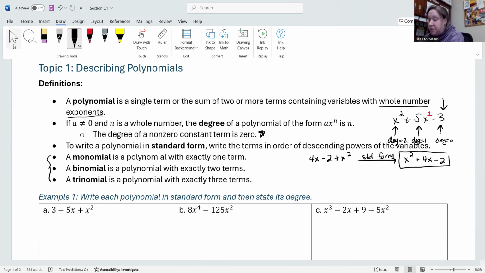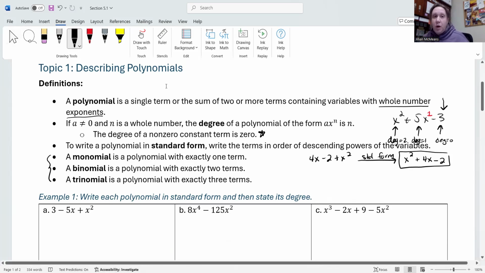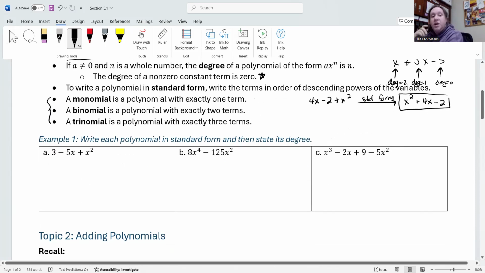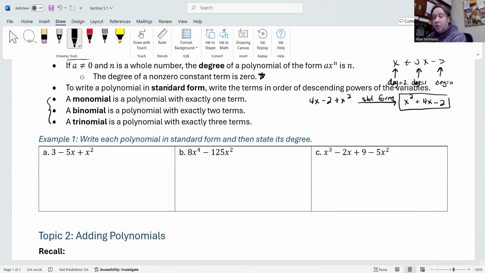A binomial is a polynomial with exactly 2 terms, and a trinomial is a polynomial with exactly 3 terms, okay? So let's look at example 1. Example 1 says, write each polynomial in standard form and then state its degree. Remember, when you're looking at the degree of a polynomial, you look at the degree of each individual term, and whichever one of those is the highest becomes the degree of the whole polynomial, okay?